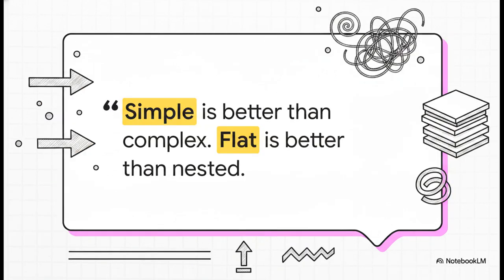Which brings us to The Zen of Python, written by Tim Peters back in 1999. Two of its core principles state, simple is better than complex. Flat is better than nested. Python strongly favors readability over rigid complexity. The data structures we're learning today exist to make your code beautifully simple and highly efficient. They take messy data and organize it elegantly, almost like a massive, perfectly labeled filing cabinet.